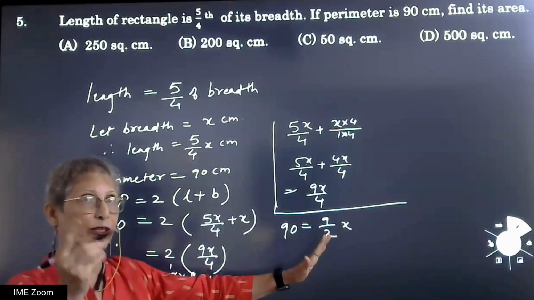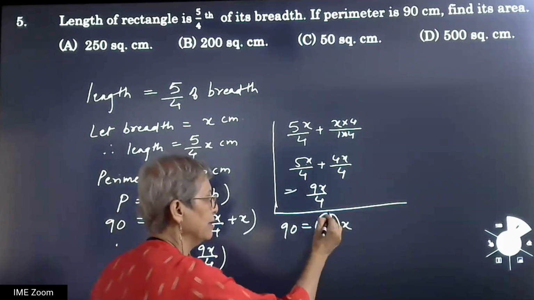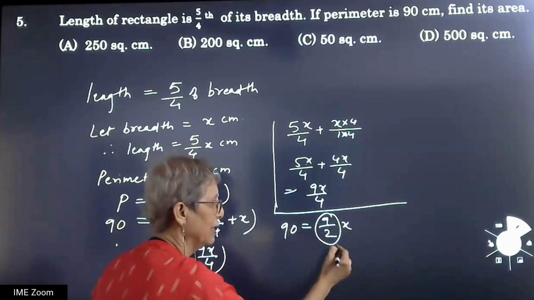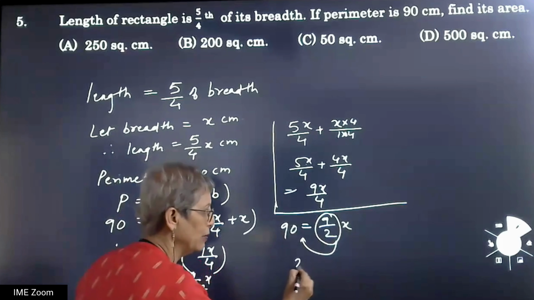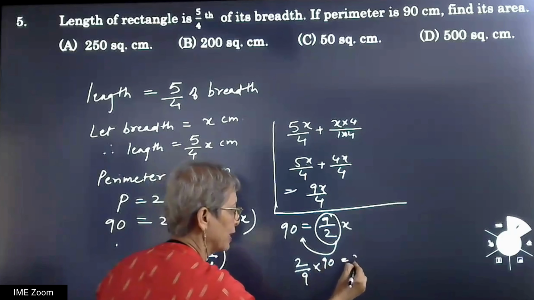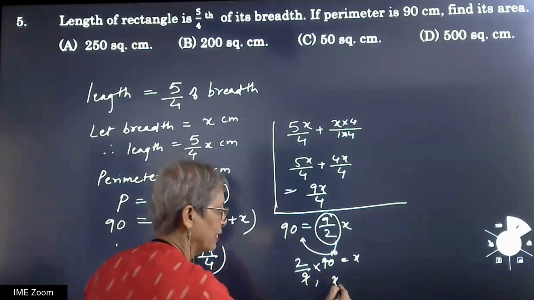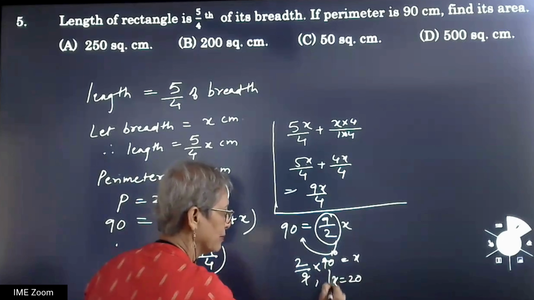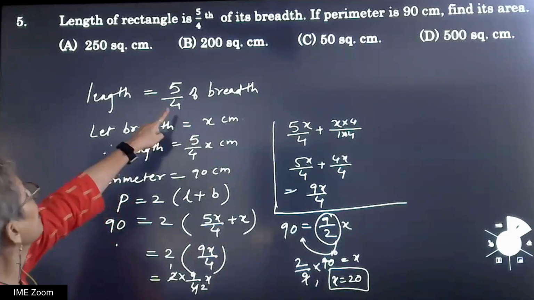Now in the topic use of letters we have done this. This fraction is multiplied here at this side. If you take it on the other side, it will be its reciprocal. It will become 2 upon 9 into 90 equal to x. And now 9 ones are, 9 tens are. And therefore we got x is equal to 20. So what is 20? Breadth is 20.